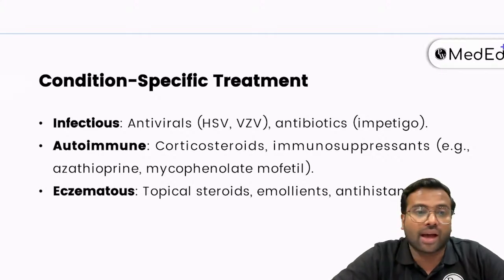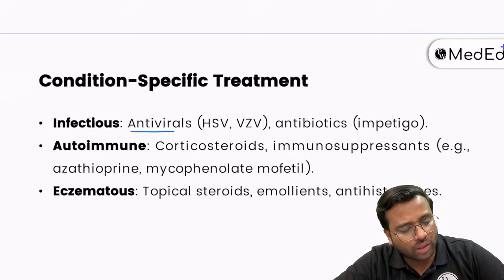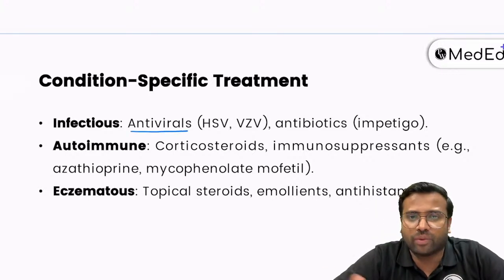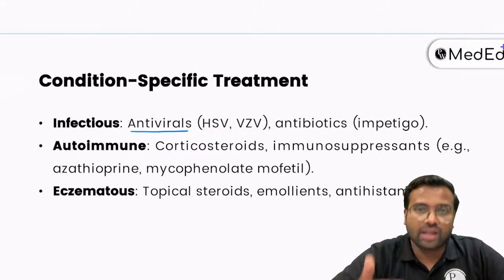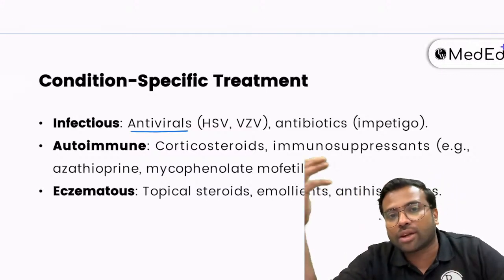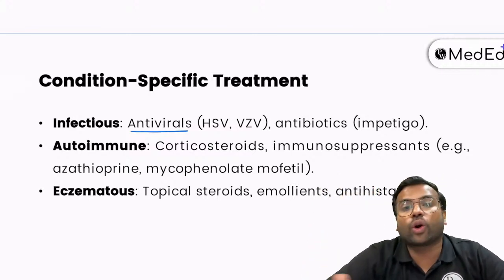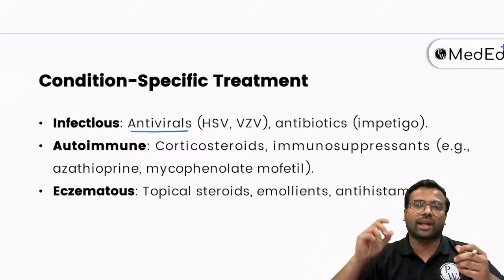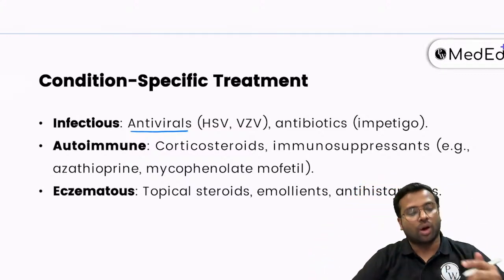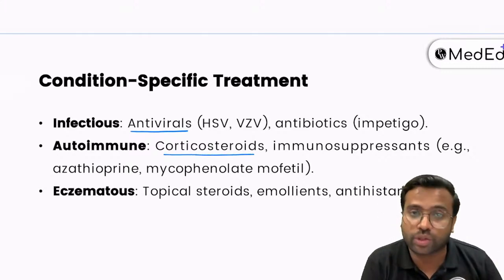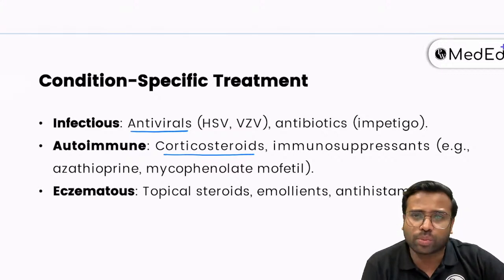In case the patient is having some infectious conditions like chickenpox, HSV, varicella, herpes zoster, in all those cases, you'll have to go for antivirals. If it is impetigo, which is caused by either staphylococcus or streptococcus, we have to go for antibiotics. Whereas in autoimmune diseases, where our body is attacking our own cells, we have to go for immunosuppressants. The commonly used ones are corticosteroids or other immunosuppressants like azathioprine, mycophenolate, cyclosporin, etc.